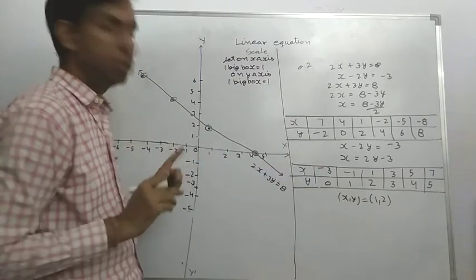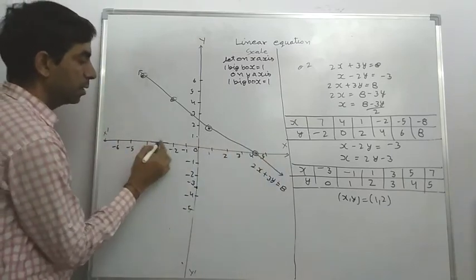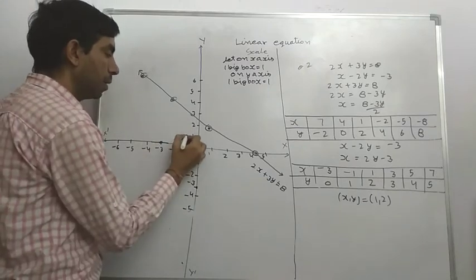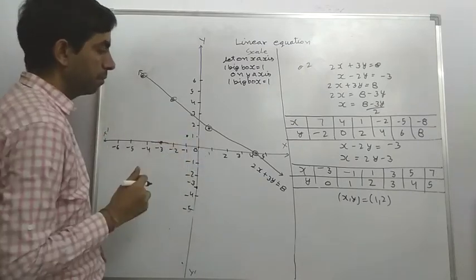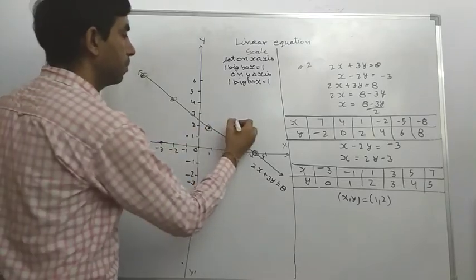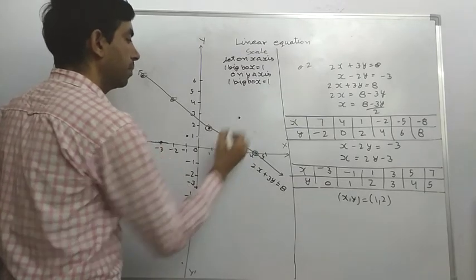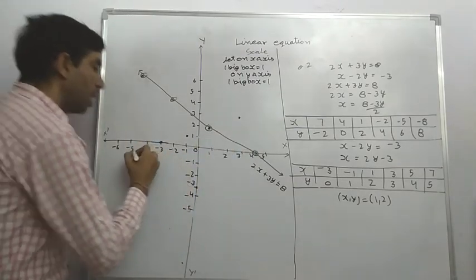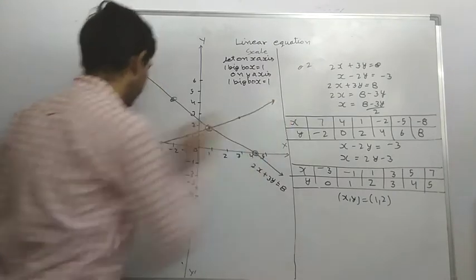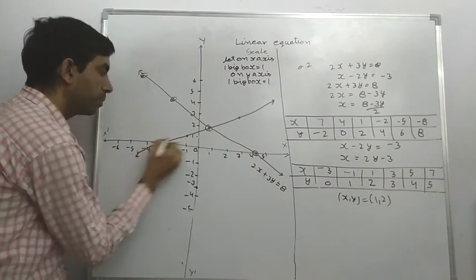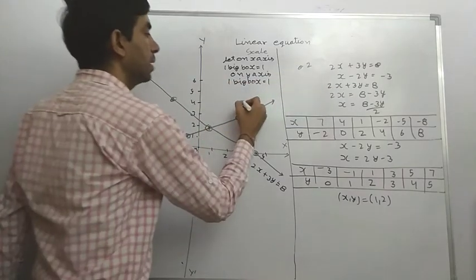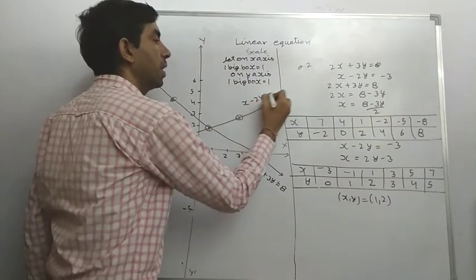Second, minus 3, 0. The x value is minus 3, y is 0. It is here. Minus 1 and 1, it is here. 1 and 2, it is here. And next 3 and 3, it is here. So join these points. And the equation is x minus 2y equal to minus 3.